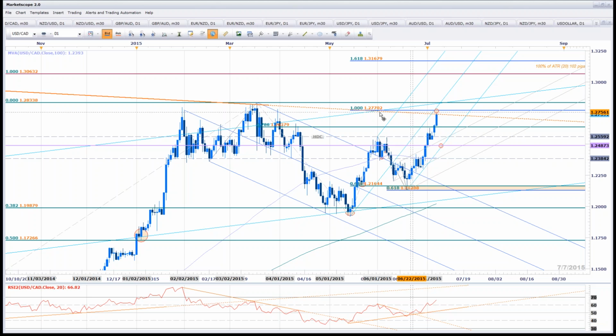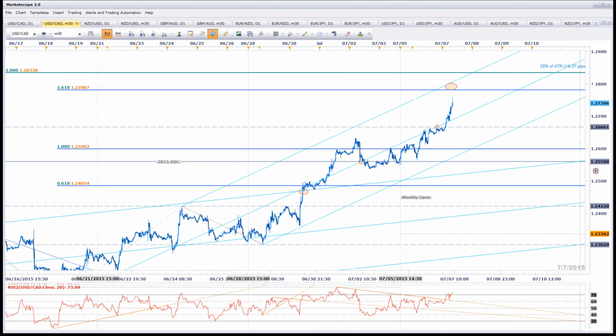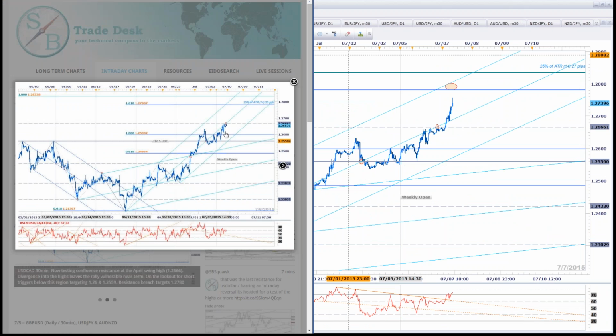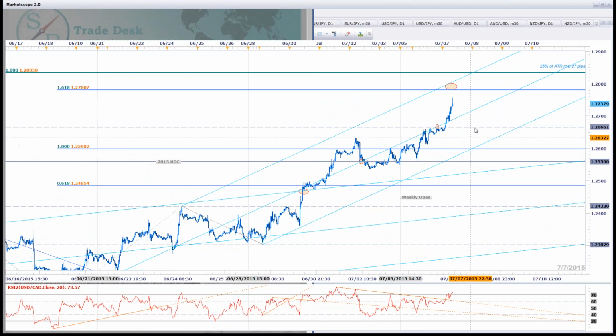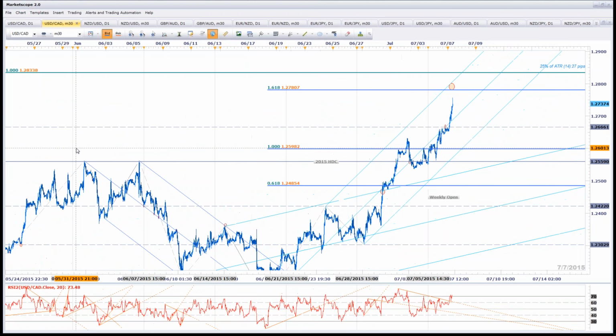Here's what dollar CAD looks like on the intraday. So here's the daily. Again, we're looking at that 2770. And the intraday looks like this. Okay, so here was the chart that we noted yesterday. We were actually looking for short triggers. So if you read the note, it said on the lookout for short triggers below this region targeting 126. And the region I was talking about was 126.66.